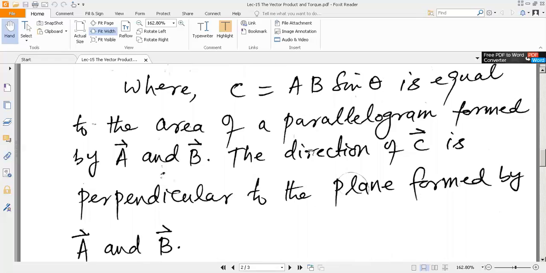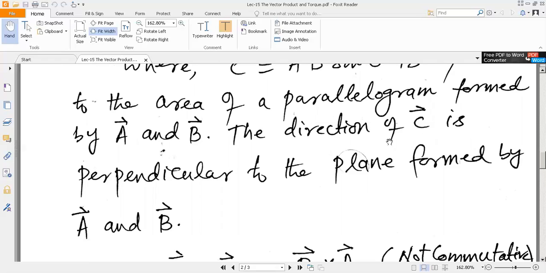If the magnitude of this resulting vector is AB sine theta, then we can say that this magnitude is as if it is the area of a parallelogram, and this parallelogram is being formed by these two vectors A and B. Meaning one side of the parallelogram is A and the other side is the B vector, and the direction of this C will be perpendicular to the plane of the parallelogram.